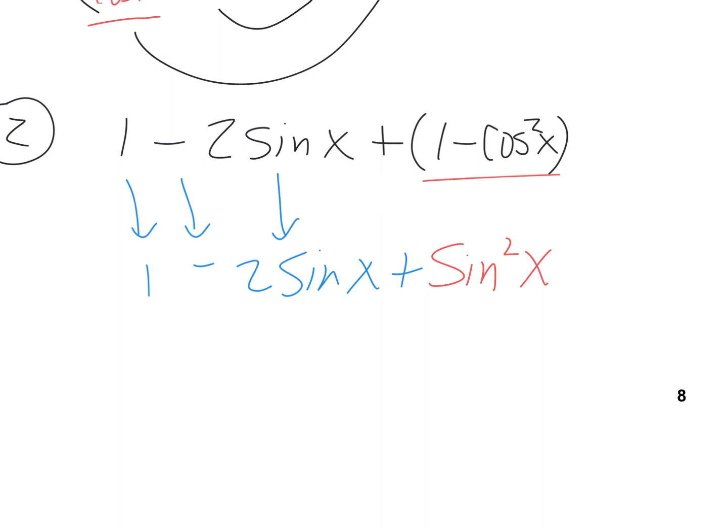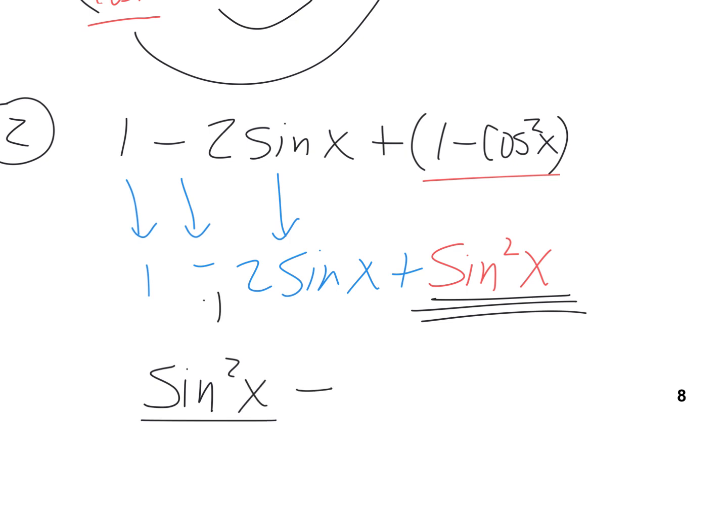So what do we start with? 1? Nope, that's not the squared thing. What I mean is that should be in the front. Oh, so it's going to be 2 sine squared x. There you go. Plus 2 sine x. There's a minus. Minus 2 sine x plus 1. There we go.